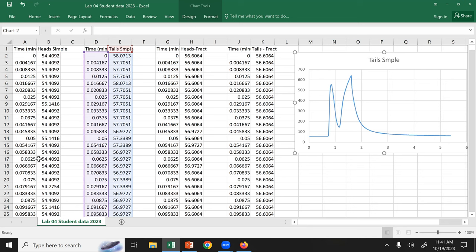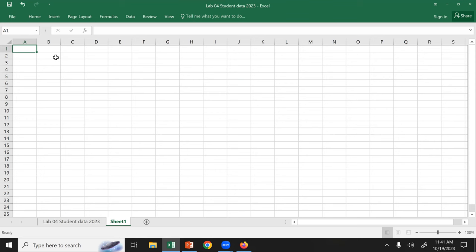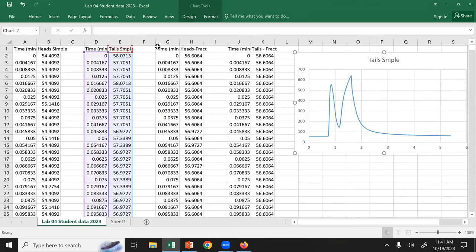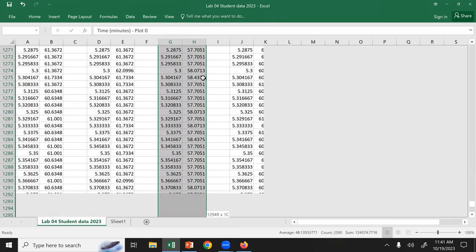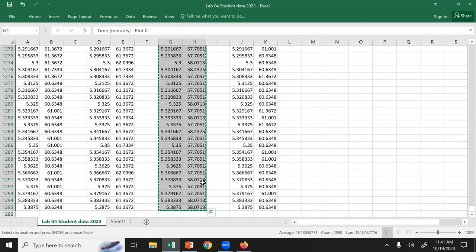The workaround I found for Sheets and for the online Excel is add a new sheet. It's still in the same file, but it just gives you a blank spreadsheet. And so you can basically say, okay, I'm going to take these two columns, and I'm going to put them into the other sheet all by themselves.